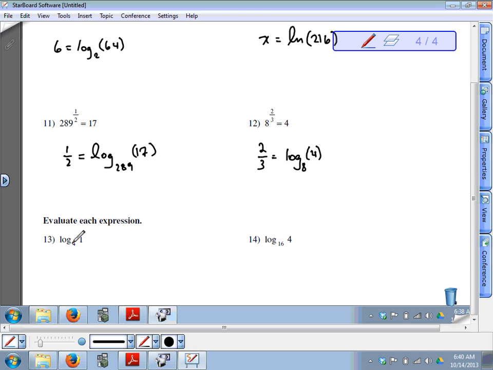Evaluate each expression. The log of any base of 1 is always equal to 0. On number 14, log base 16 of 4, you can rewrite 4 as 16 to the 1/2. The power of 1/2 just means square root, and the square root of 16 is equal to 4. So these two are equal to each other. Because these have matching bases, we have a log base 16, and here we have a base of 16. Those are going to cancel. So the answer is 1/2.